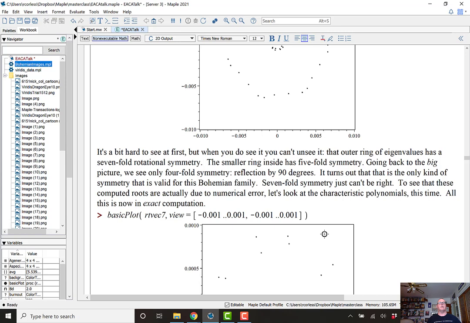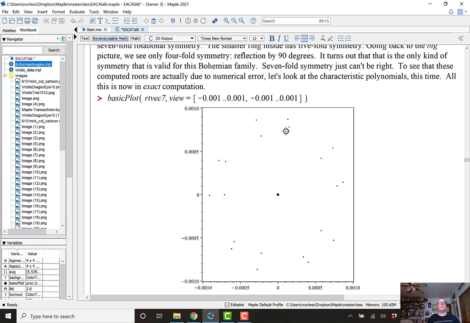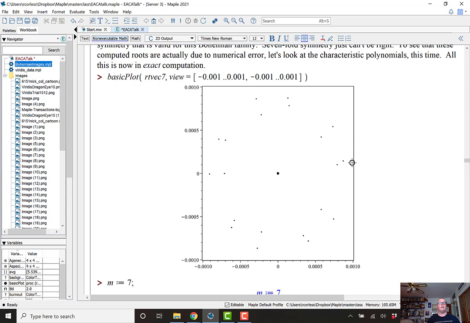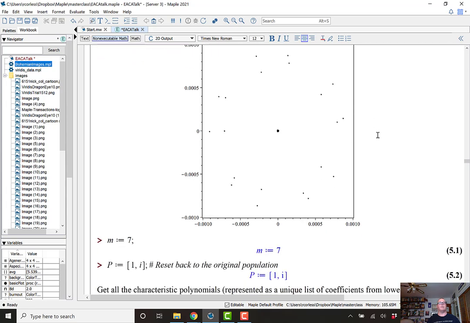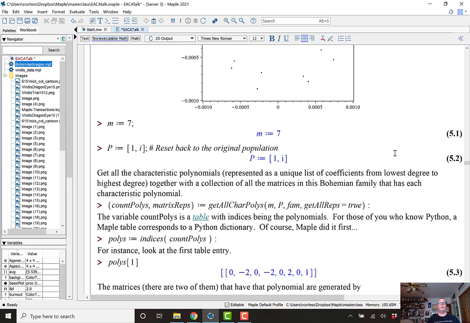Look at the size of it: plus or minus 1 over 100. We're working in 16 decimal digits, so something is very strange here. When you zoom in even more, it's fabulous that you see symmetry, and I claim that that symmetry is rounding error. So what's going on? Well, let's stop working with eigenvalues and go back to working with characteristic polynomials. So here's the code in the Bohemian images thing.